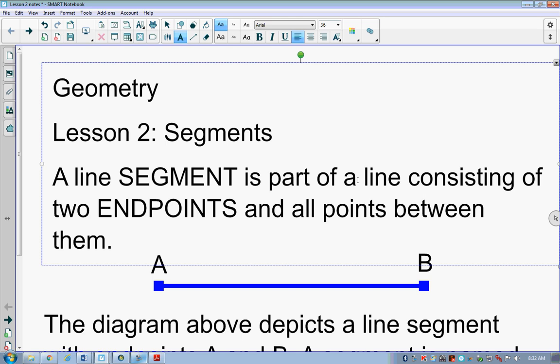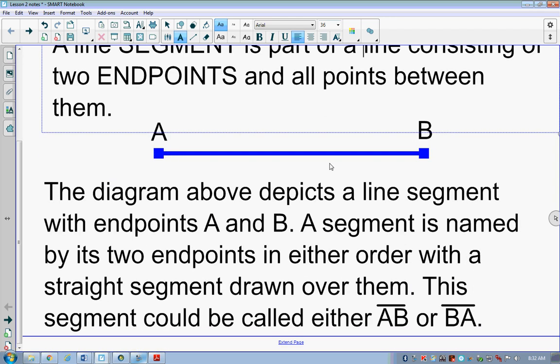Okay? In this case, this line segment is line segment AB. So as we scroll down here a little bit, the diagram above depicts a line segment with endpoints A and B. A segment is named by its two endpoints. So just as much as understanding what a segment is, understanding how to label it and what it's asking for matters. You can see how we label it down below is either segment AB or segment BA, but above it you're going to see a line with no arrows on either end. Okay? Does that make sense so far?